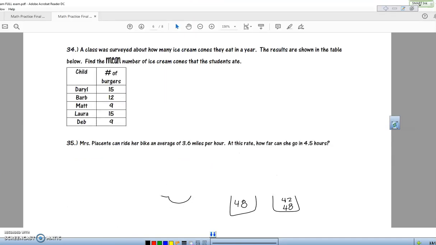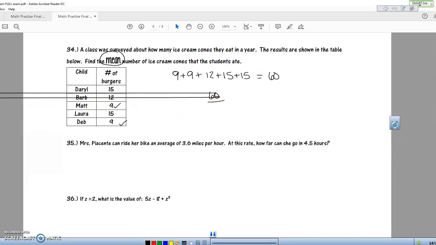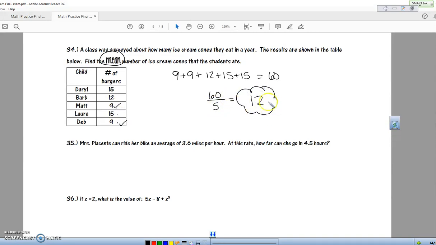Okay, 34. A class was surveyed about how many ice cream cones they ate in a year. We want to find the mean. So again, mean, you add them up, divide by how many there are. You can put them in order. I put everything in order because then I don't have to remember which one puts things in order and which ones don't. So when I add all these up, I get 60. I need to take the 60 and divide it by 1, 2, 3, 4, 5. When I do that, I get 12, so my answer is 12.